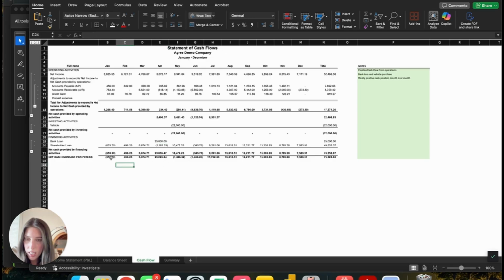It looks like cash is steadily increasing over the year for the most part, and we do have a positive cash position at the end of the year. So that is in line with our P&L, which is good to see.